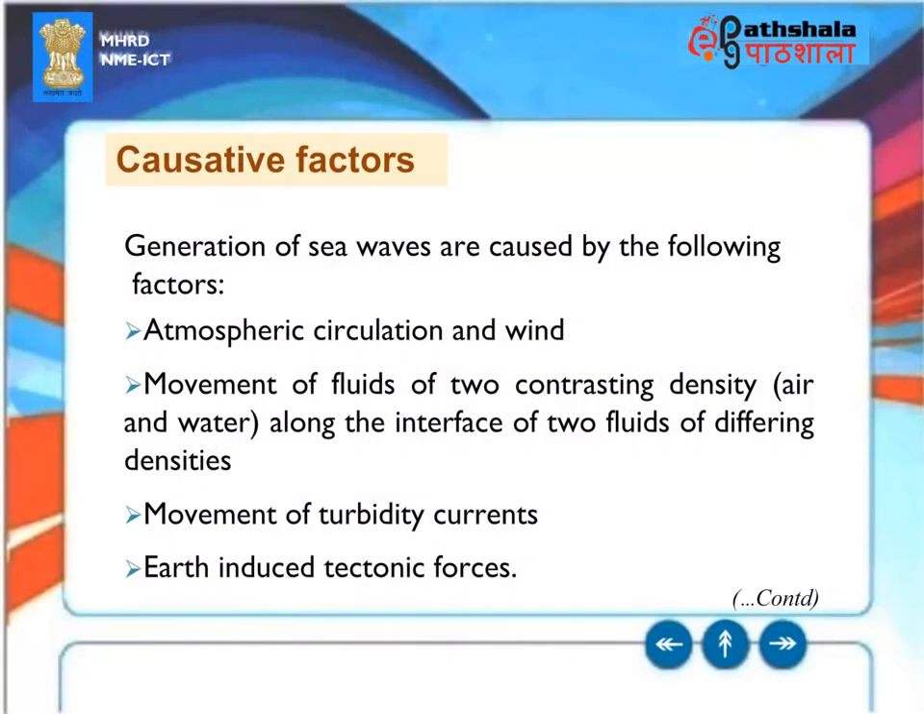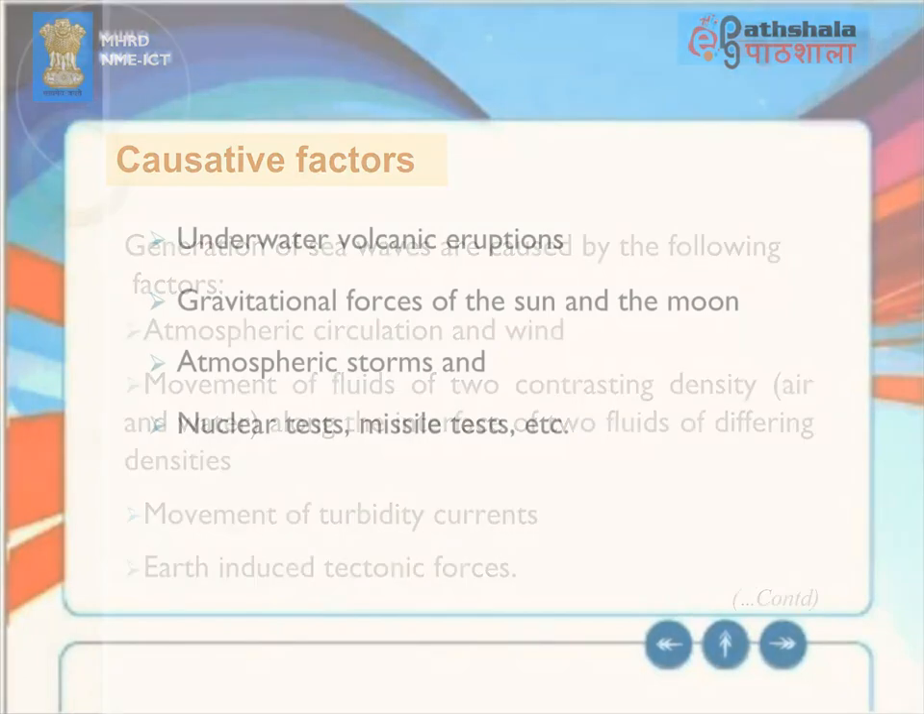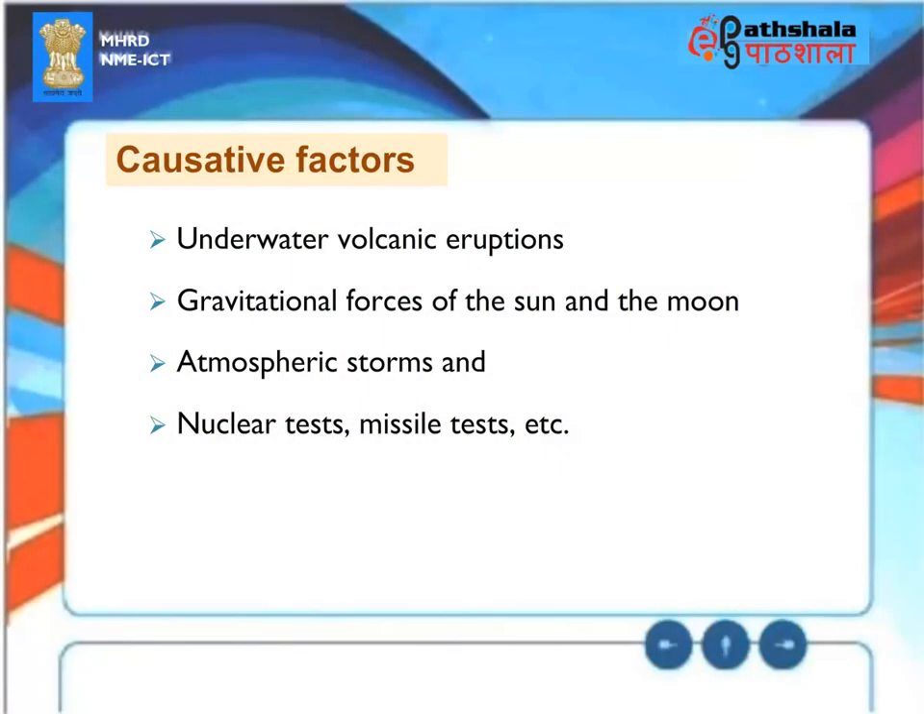Causative factors. Generation of sea waves is caused by the following factors: atmospheric circulation and wind, movement of fluids of two contrasting densities, air and water, along the interface of two fluids of differing densities, movement of turbidity currents, earth-induced tectonic forces, underwater volcanic eruptions, gravitational forces of the sun and the moon, atmospheric storms, and nuclear tests, missile tests, etc.